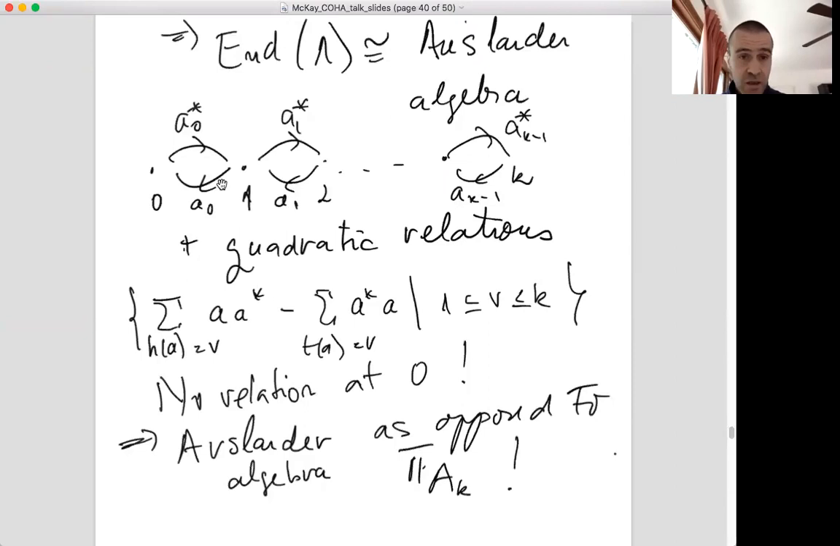The category has homological dimension two, whereas if it were a preprojective algebra, it would be infinite. So this is an important distinction. That's what you get in this context.